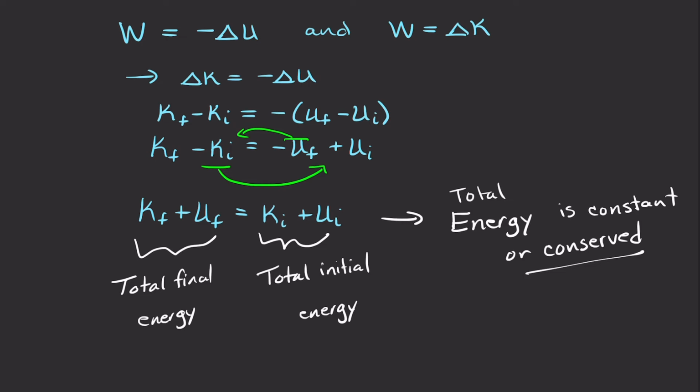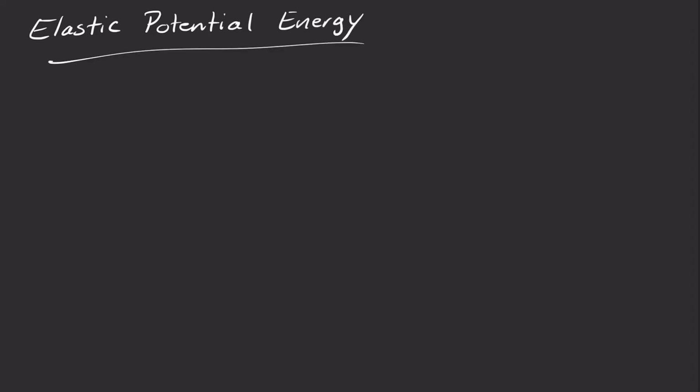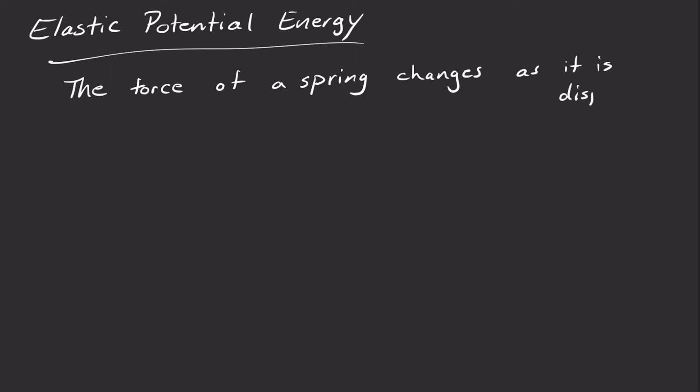Okay, and it just means that our total final energy is equal to the amount of energy that we started with. So now let's look at another type of potential energy. We're only going to look at two, and it's called elastic potential energy. So we had gravitational potential energy and now elastic potential energy. The object that you think of when you think of elastic potential energy is a spring. So the force of a spring changes as it is displaced.